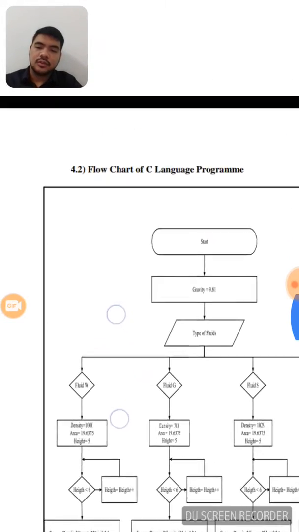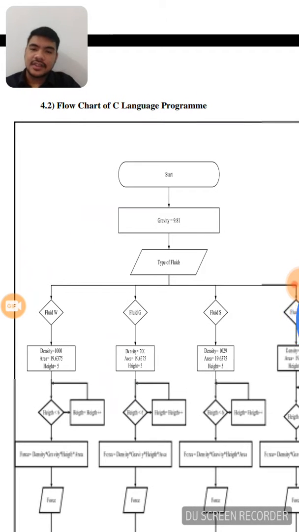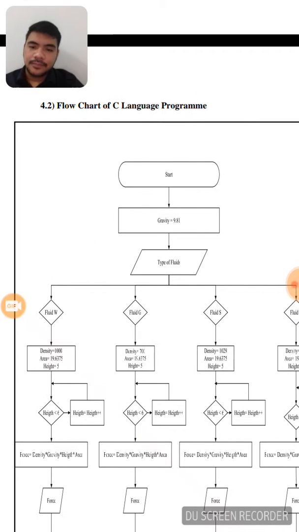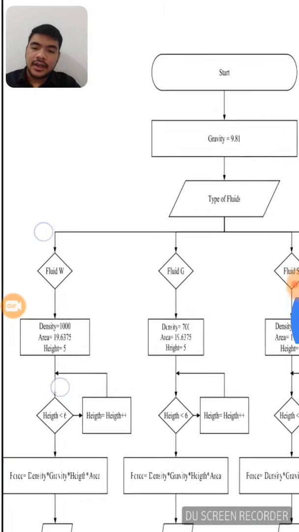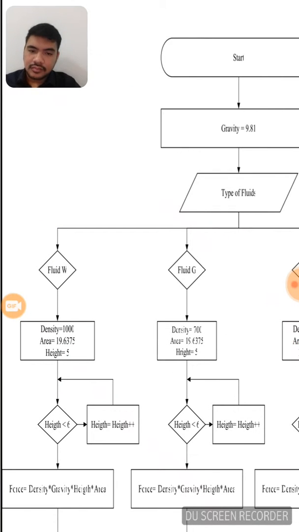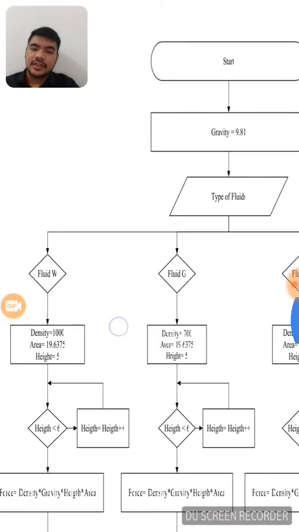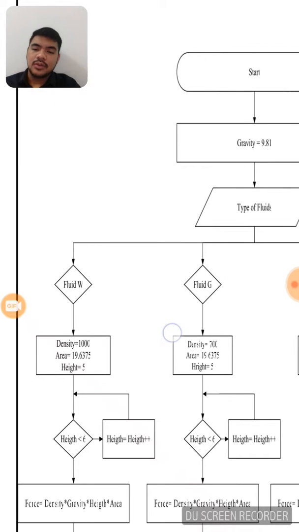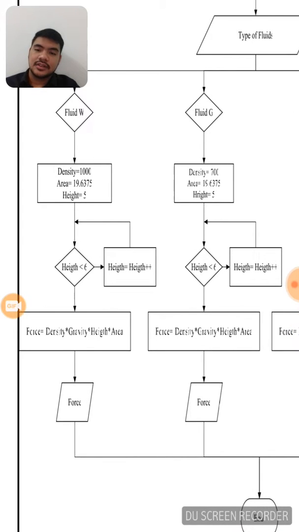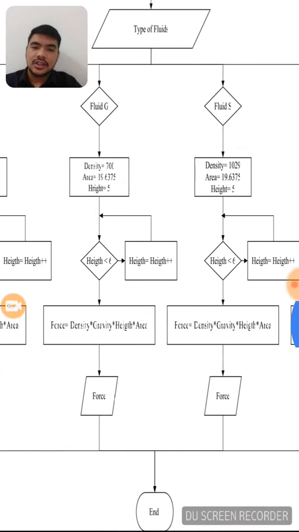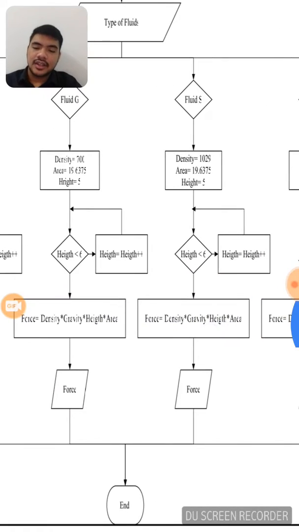Secondly, we go to our flowchart. As you can see, there is start and gravity, then we proceed to the type of the fluid. So you can calculate the value of the fluid by the input from the user. You just type W, shift W, so you can get the value of the density and the hydrostatic force in fluid W, G, S or K, and then it will end.